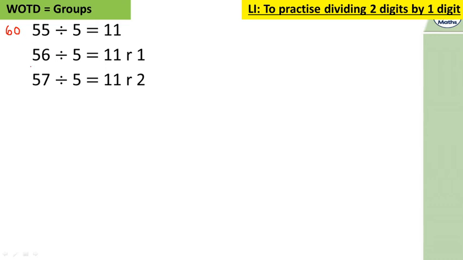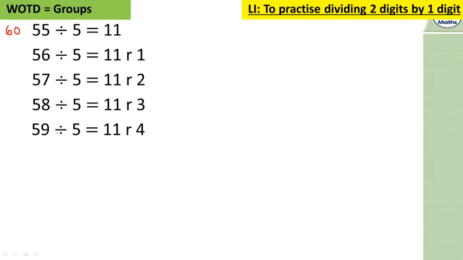So here I'm going to have 1 remainder, here I'm going to have 2 left over, so 2 remainders. Here I'm going to have 3 remainders, because 5 times 11 is 55. 58 minus 55 is remainder 3. 59 divided by 5 is going to be 11, remainder 4, because there's 4 left over. And then we've got 60 divided by 5 is 11, and a remainder of 5.